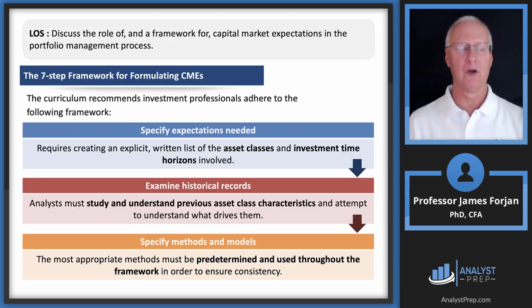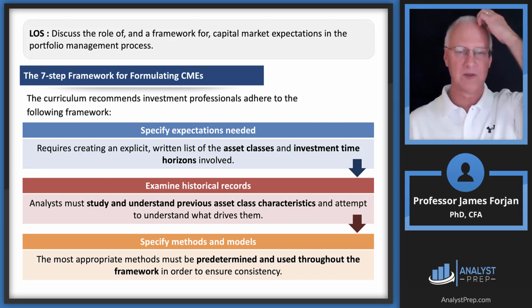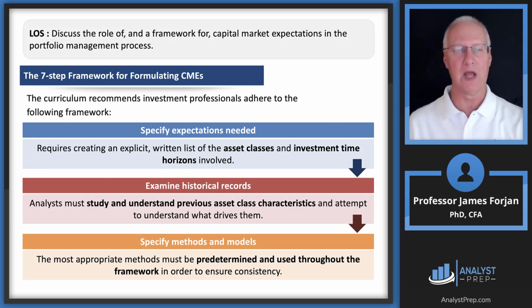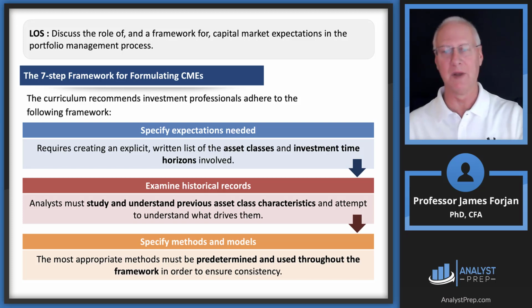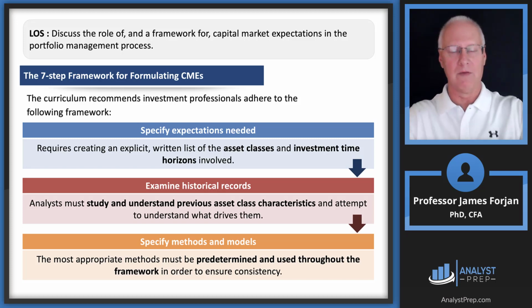All right, the reading goes through these 7-step frameworks in pretty good detail, and they're probably fairly obvious to you. So we'll specify the expectations needed. So just think about me. I'm Jim. I'm a 61-year-old client. I have $5 million. I don't have $5 million in reality, but let's suppose that I had $5 million and I came to you for advice. And so you would cover these asset classes and the investment time horizon.